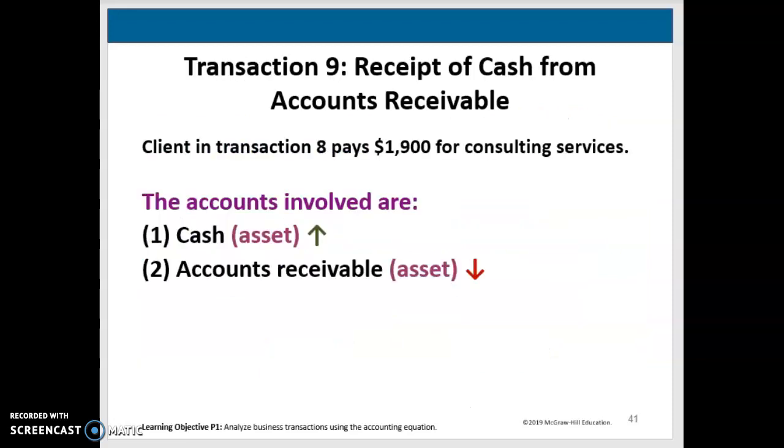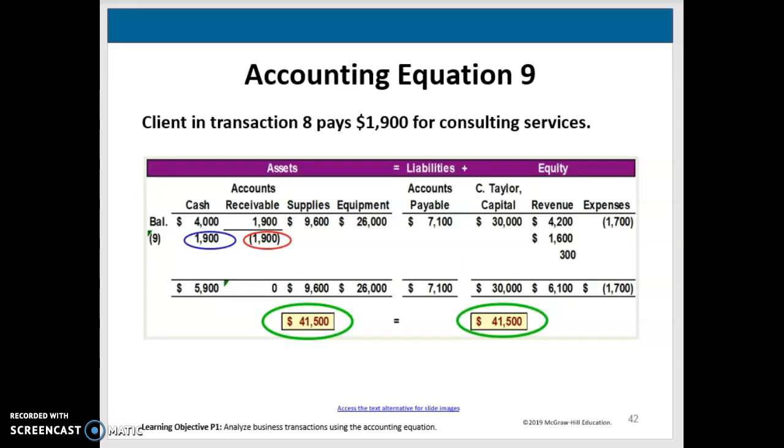All right, we have 3 more transactions. We'll see if we can get through them in the next minute. In this one it says the client from transaction 8 paid $1,900 for consulting services. Remember we had that accounts receivable that we were owed? Now they're paying us, so cash is going to go up, and the amount that they owe us, that receivable, is going to go down. They owe us $1,900 less now, and we can see that accounts receivable is now $0. Our cash went up, our accounts receivable went down. Our accounting equation is still in balance.